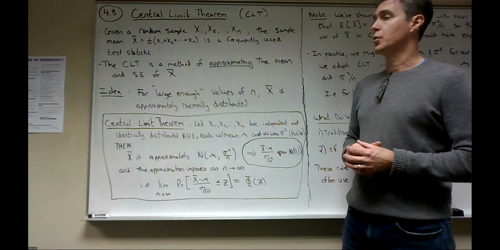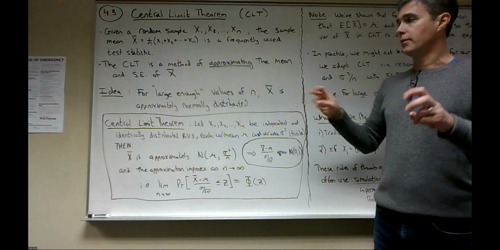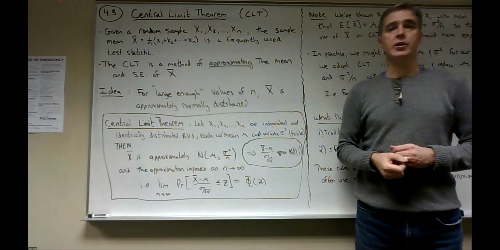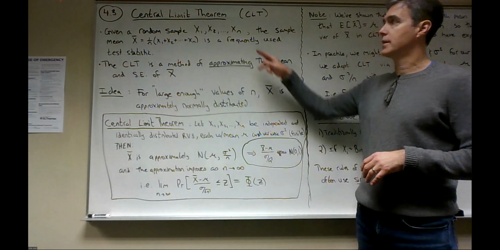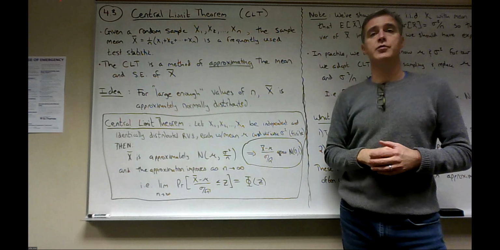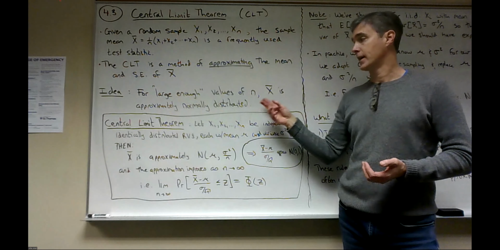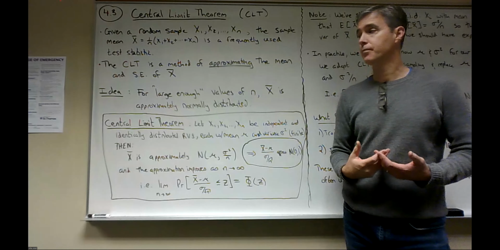Okay? So the idea behind the central limit theorem is that for large enough values of n, x bar is approximately normally distributed. And that's pretty profound. And that's independent of what distribution x1, x2 up through xn originally came from. X bar will behave in a somewhat normal fashion for large n.